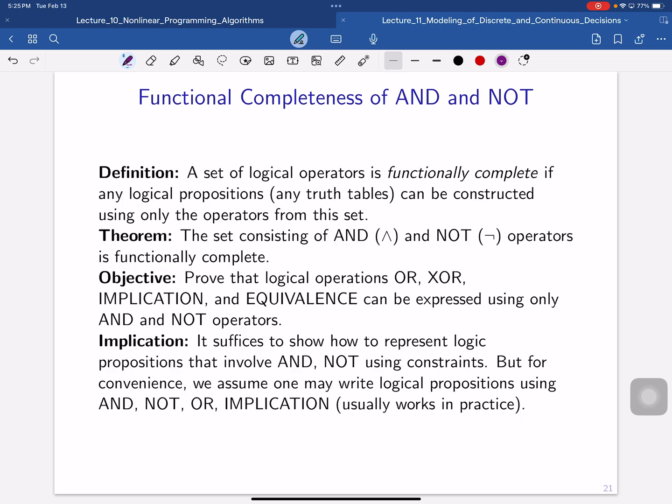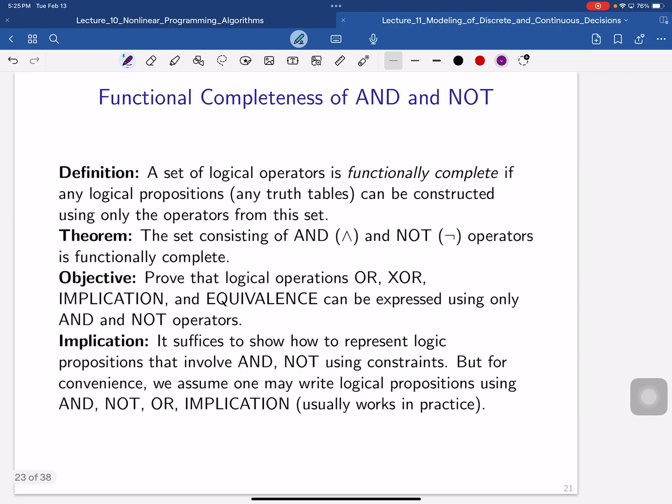It says although you can have different logic operators, we have introduced 6 different logic operators, but the functional completeness theorem is saying that you don't need all the 6 logic operators. As a matter of fact, you can use 2 logic operators to construct any logic proposition, or in other words, any truth table if you wish. Why this is true, you can see in a second.